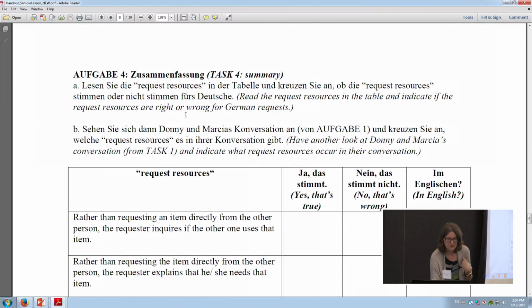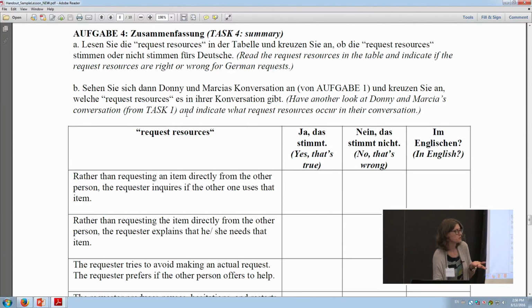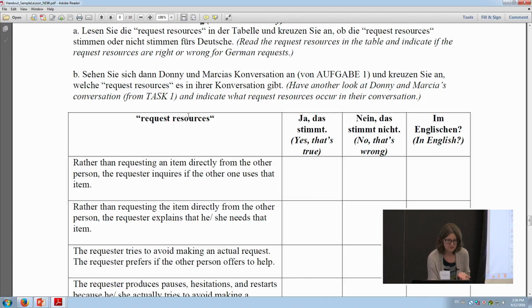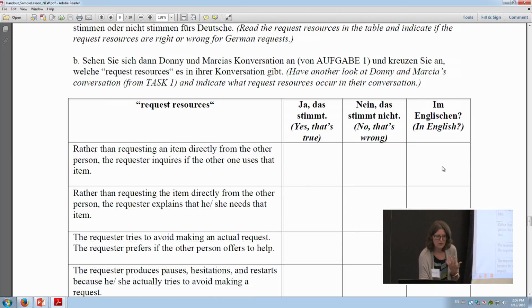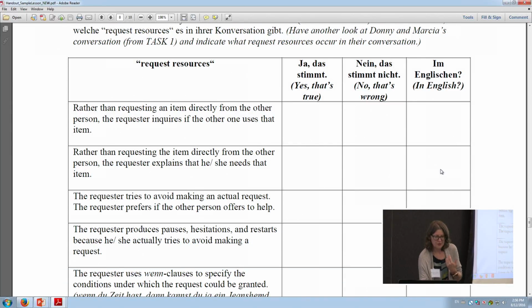For example, here, these are the request resources, and I actually give them to the students. And now it's their turn to say, okay, yes, that's true. We found that that's really true for German, or no, that's not true for German. Yeah. And then I want them to have a look again at the English and say, oh, is that actually also something that we do in American English? Yeah. All right.